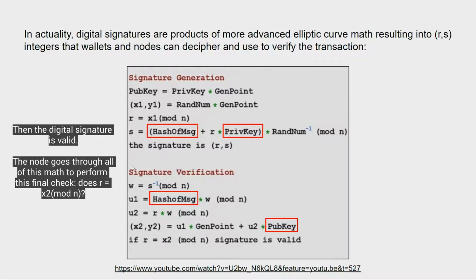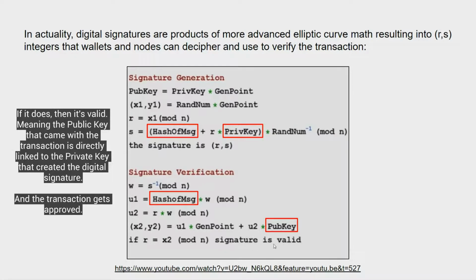So this is what the node is doing. The node does all of this math to check this line here. Does R equal x2 mod n? If it does, then it's valid, meaning the public key that came with the transaction is directly linked to the private key that created that digital signature, and it will let the transaction go through.